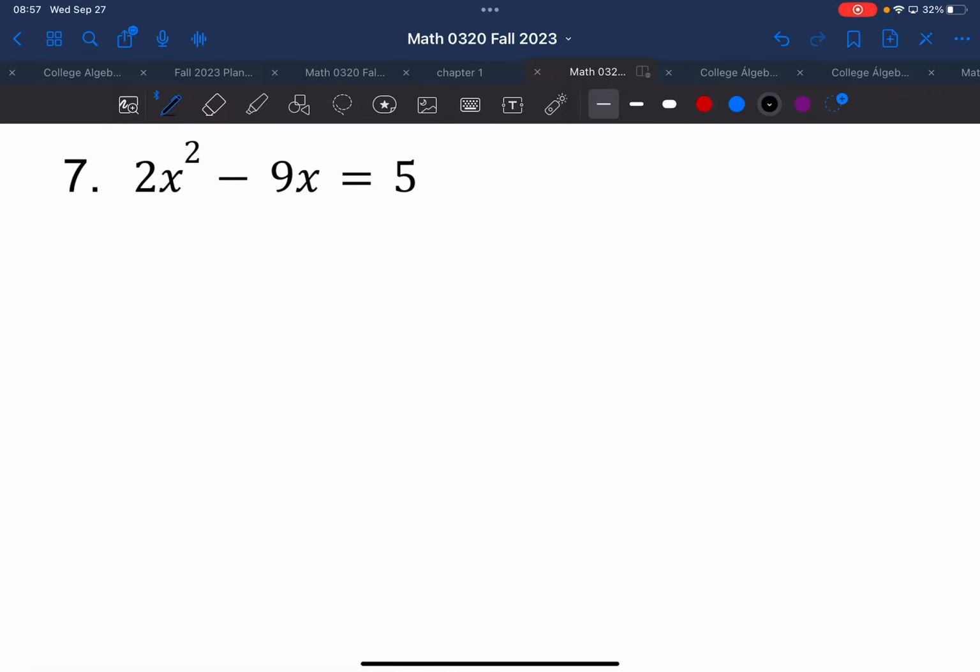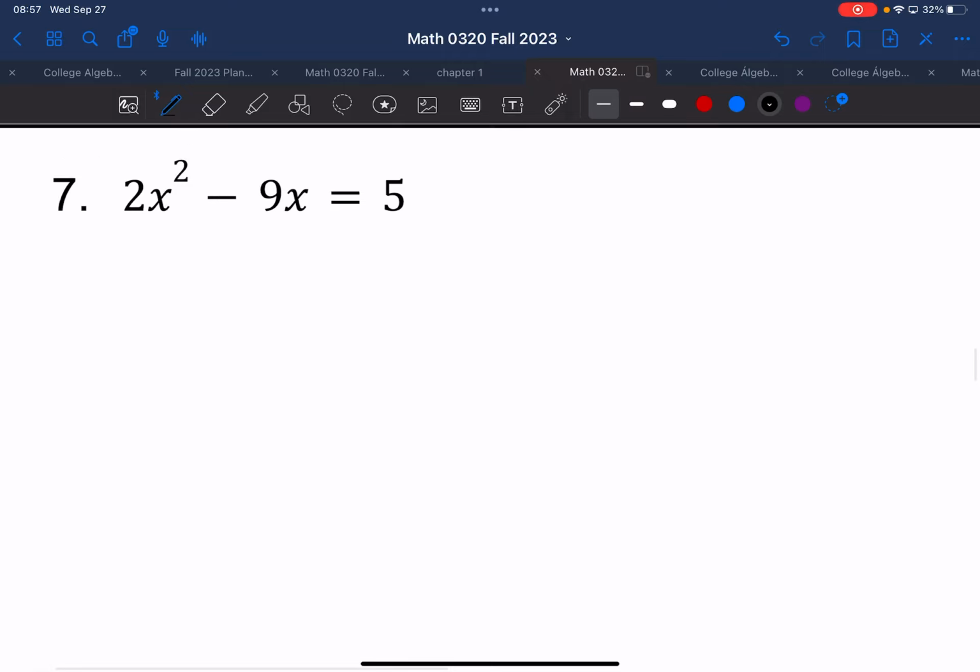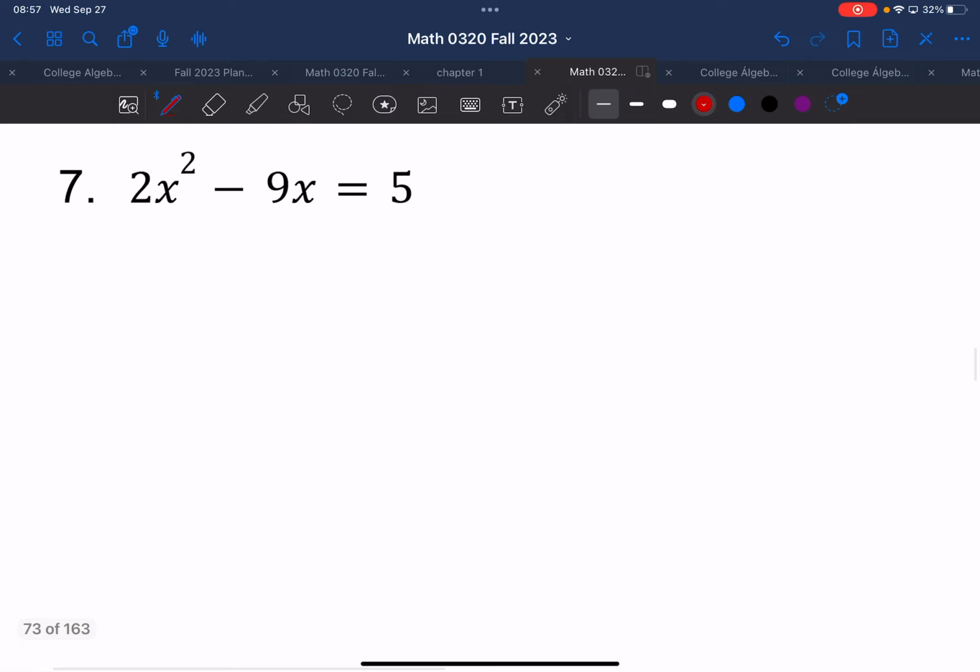So for example, on number 7, we now have something that needs to be factored, and then once we factor it, we can set those factors equal to 0. Just remember that our standard form is ax squared plus bx plus c equals 0. So we cannot start solving until we have our problem equal to 0.